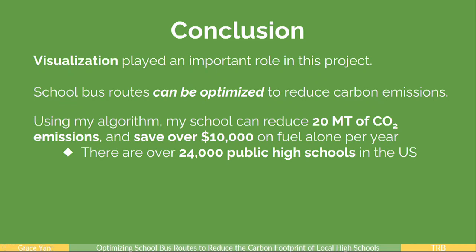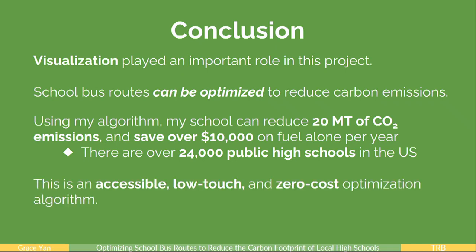All right, in conclusion, from start to finish, visualization has played an important role in this project. From confirming the original idea to analyzing the optimization results, we found that school bus routes can be optimized to reduce the carbon emissions. Using my algorithm, my school could save 20 metric tons of carbon dioxide emissions and over $10,000 on fuel each year. To put this in perspective, there are over 24,000 public high schools in the US. And this was all done by an accessible, low-touch, zero-cost optimization algorithm.